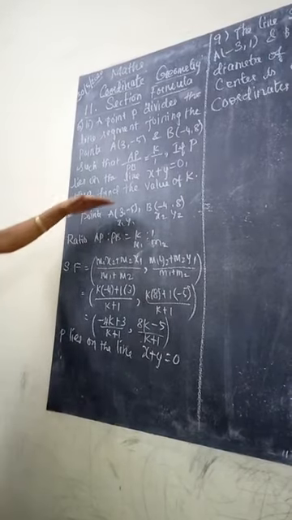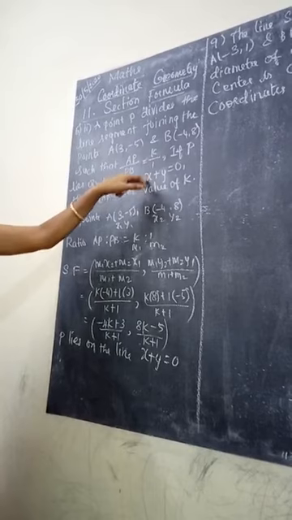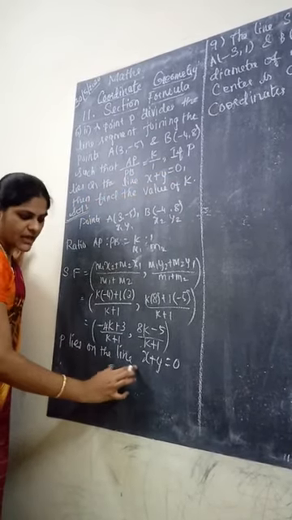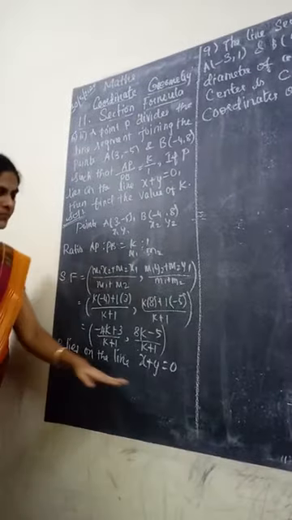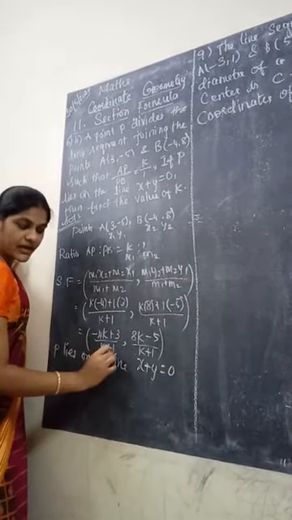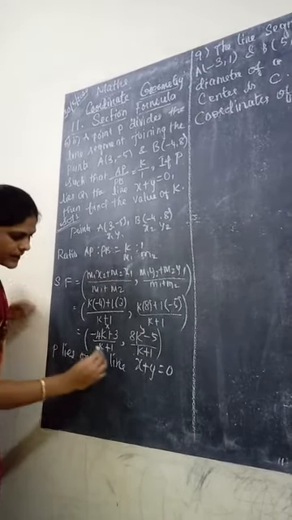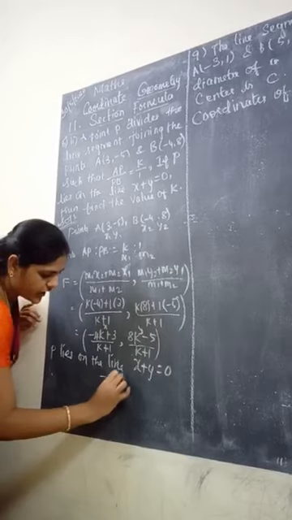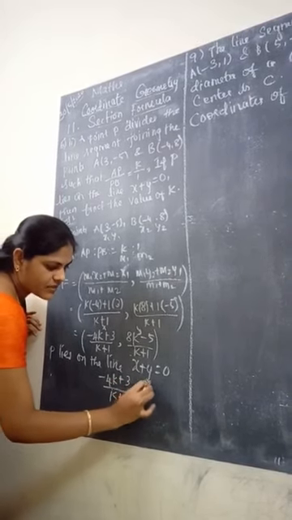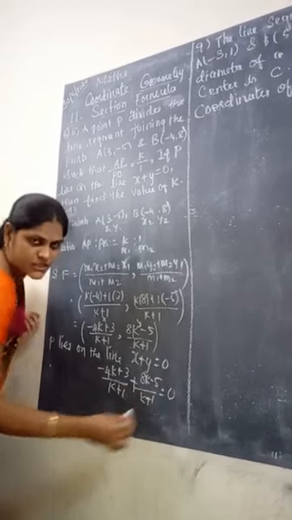After that, what is the given condition? P lies on the line x plus y equal to 0. So listen, P lies on the line x plus y equal to 0. Here, which is x plus y? Listen, here we are finding the value, no? This point is x, this point is y. Now apply here: minus 4K plus 3 divided by K plus 1, plus 8K minus 5 divided by K plus 1, equal to 0.